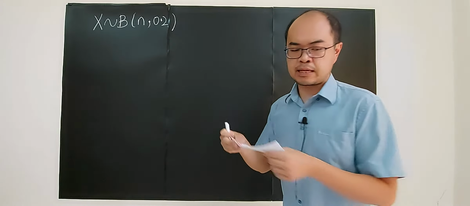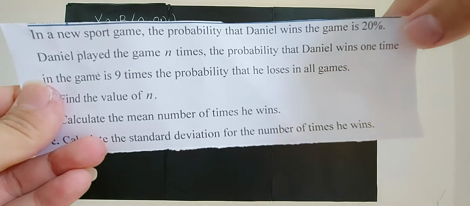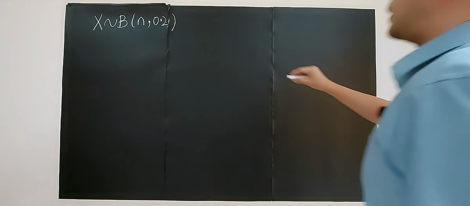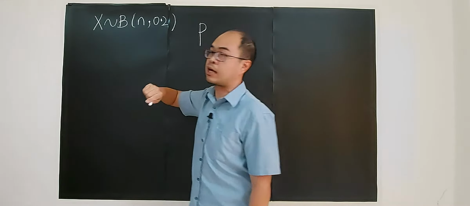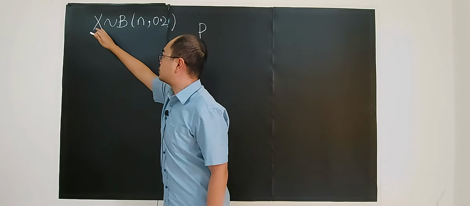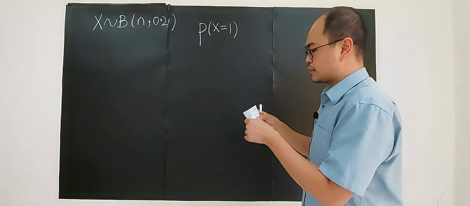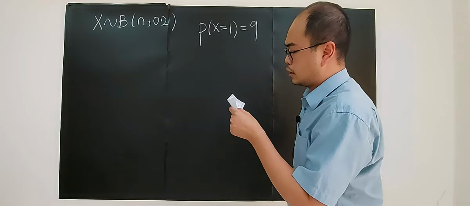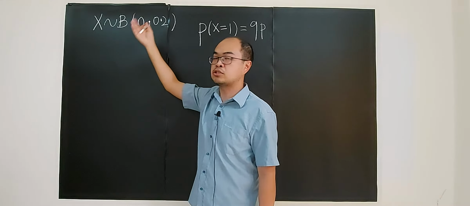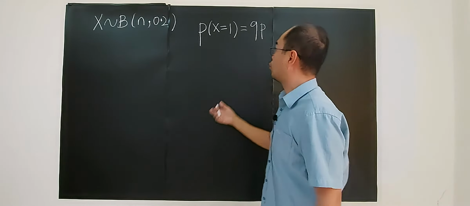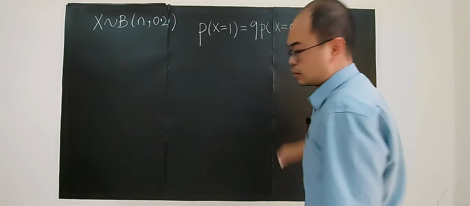The probability that Daniel wins one time in the game. X is a random variable, the number of times Daniel wins. So one time he wins, for Daniel, is 9 times the probability that he loses all the games. If he tries, let's say, n is 7 times, he loses all the games, which means no win. So no win means x equals 0.